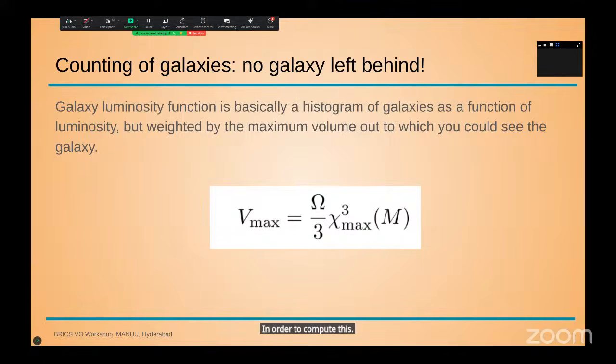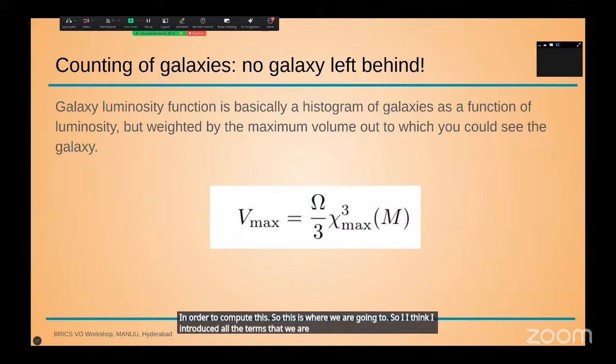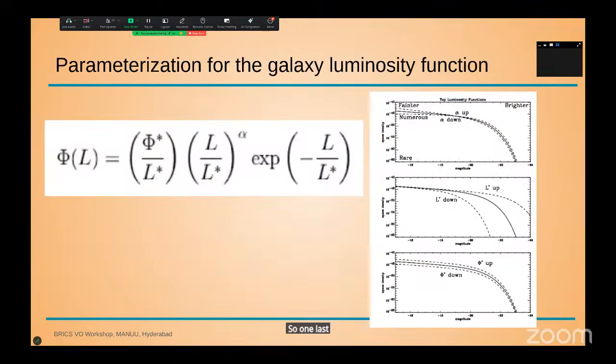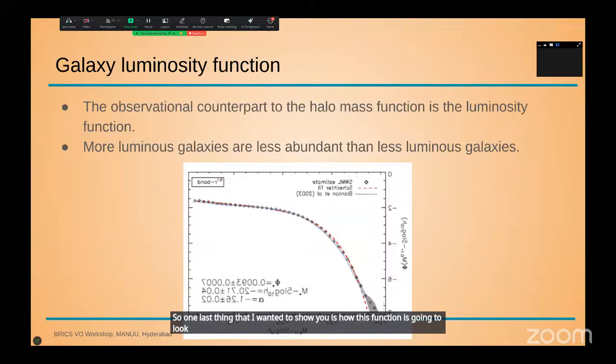So this is where we are going. I think I introduced all the terms that we are going to need in the tutorial. One last thing that I wanted to show you is what this function is going to look like. It will look something like this.